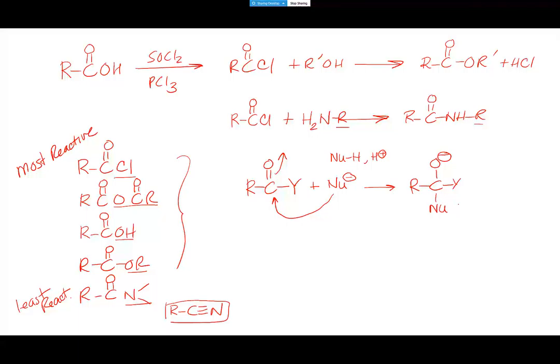And if this is a negative charge, what happens? The O minus tries to reform the carbonyl bond, the carbon-oxygen double bond. And so when it brings down the pair of electrons, what happens? If it's going to be successful, something has to leave. So the competition here is between Y and the nucleophile. If the nucleophile is a better leaving group, what happens? We go backwards. If the Y is a better leaving group than the nucleophile, we go forward and we end up forming what's called acyl substitution.